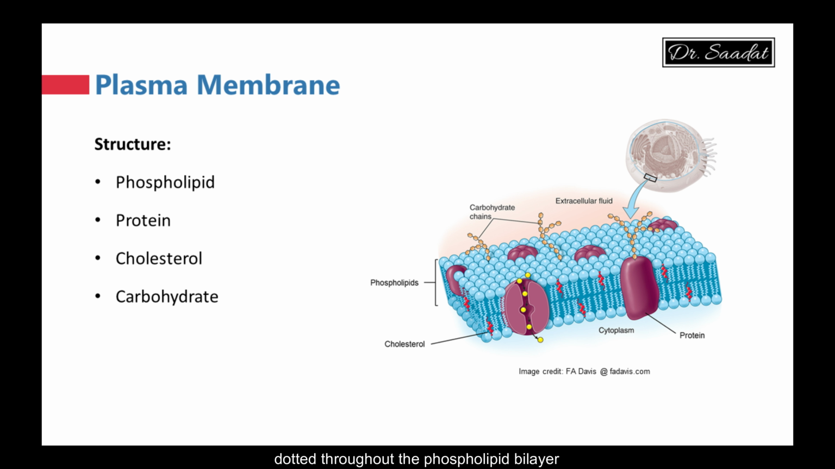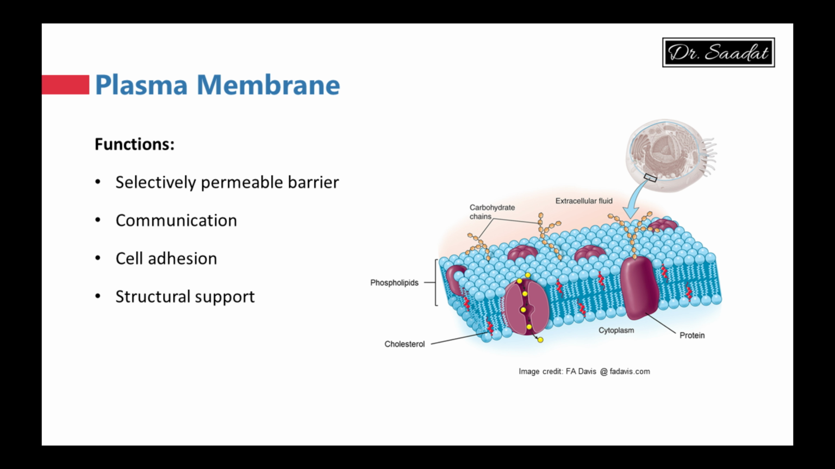2. Proteins, dotted throughout the phospholipid bilayer, with diverse functions like transport, signaling, and cell recognition. 3. Cholesterol, stabilizes the membrane and influences permeability. 4. Carbohydrates, attached to some proteins to aid in cell identification.